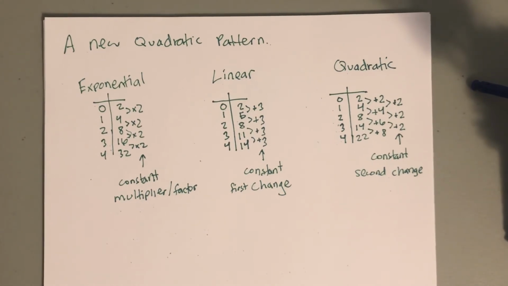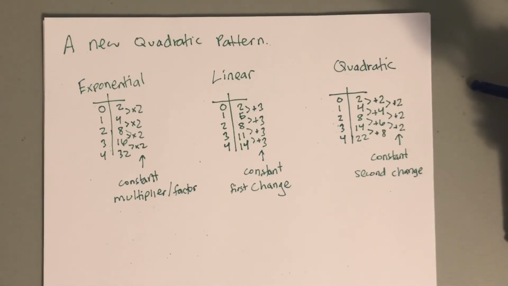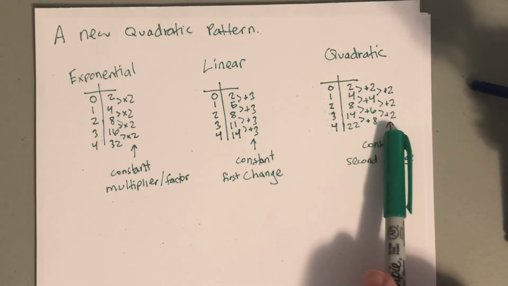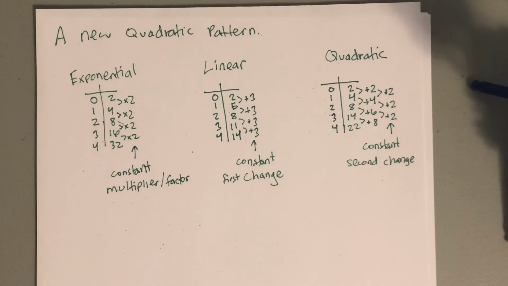So that's all for this first little part of Introduction to Quadratic Functions. Now we know what the pattern of a quadratic function looks like. It's a quadratic function if this second change over here, the change of the change, is constant. Then we know it's a quadratic function.